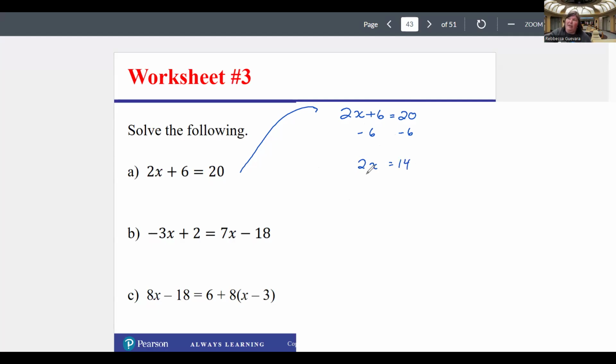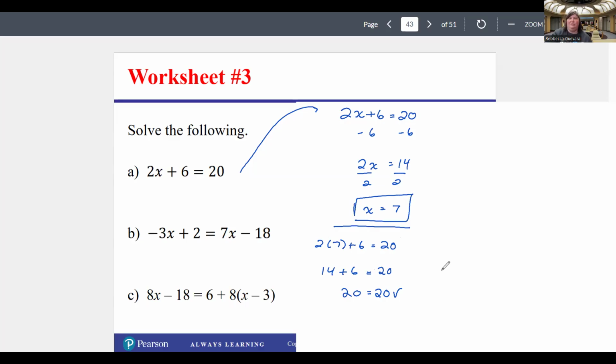I am going to have 2x is equal to 14. Then divide both sides by 2, I get x is equal to 7. I'll just double check that quick. 2 times 7 plus 6. So 2 times 7 is 14 plus 6. 14 plus 6 is 20. It checks out.